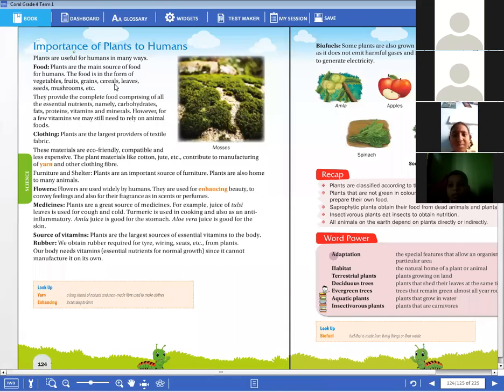Why, children? The basic need is oxygen. Carbon dioxide will be taken by plants and oxygen is released and given to us to breathe. Yes or no? It is the one.